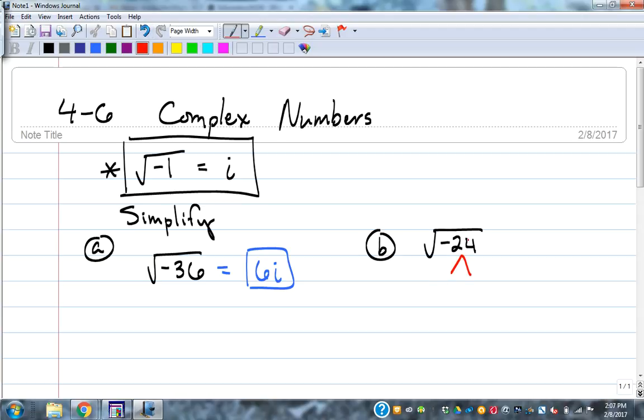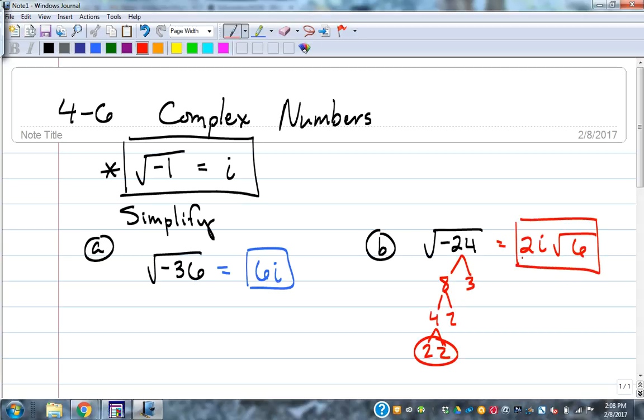It should be a lowercase i. Yes, it does matter. All right, and so 24 would be 8 and 3, 4 and 2. There's a pair of 2s, so a 2 is going to come out. Because it's a -24, an i also will come out with that 2 and leave 6 inside of the radical, or inside of the square root.